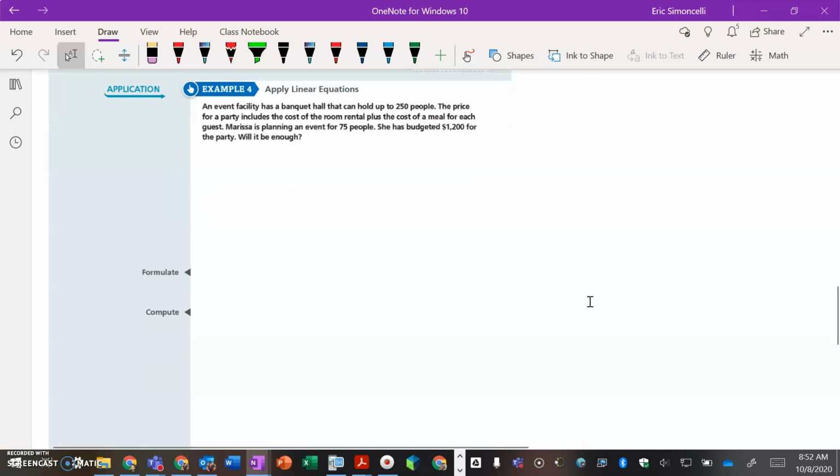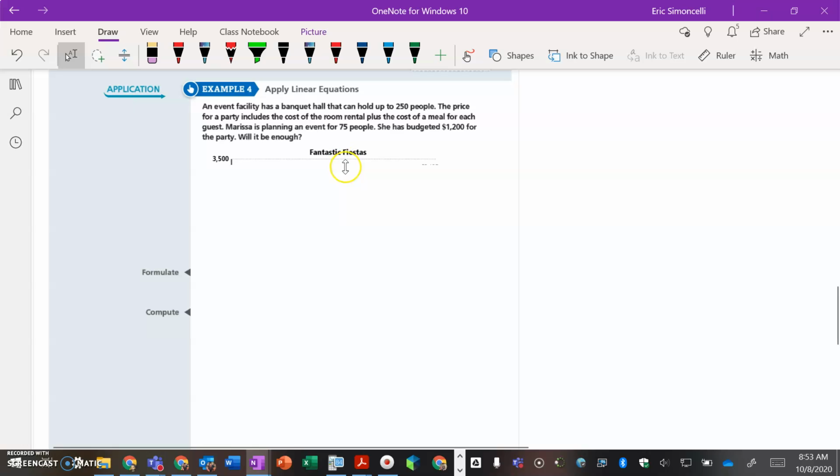Example 4. Apply linear equations. An event facility has a banquet hall that can hold up to 250 people. The price for a party includes the cost of the room rental plus the cost of a meal for each guest. Marissa is planning an event for 75 people. She has budgeted $1,200 for the party. Will it be enough?